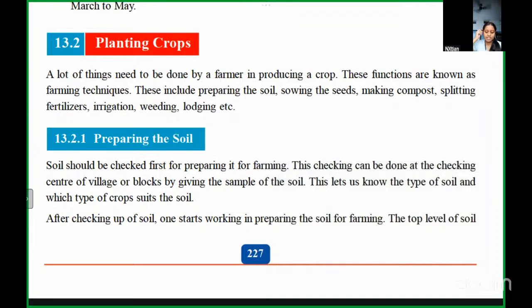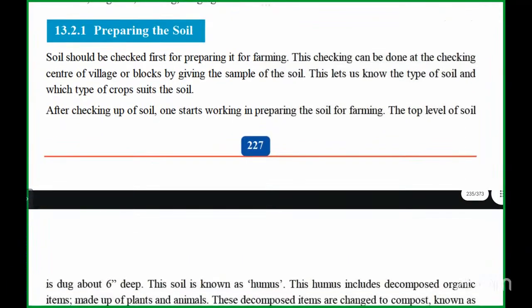This checking is done at the checking center of the village by giving a sample of soil. What farmers do is they take a small part of the soil and give it at the center. They check the soil and tell us what type it is and what type of crop is suitable on that soil. After checking the soil, they start preparing the soil for farming.